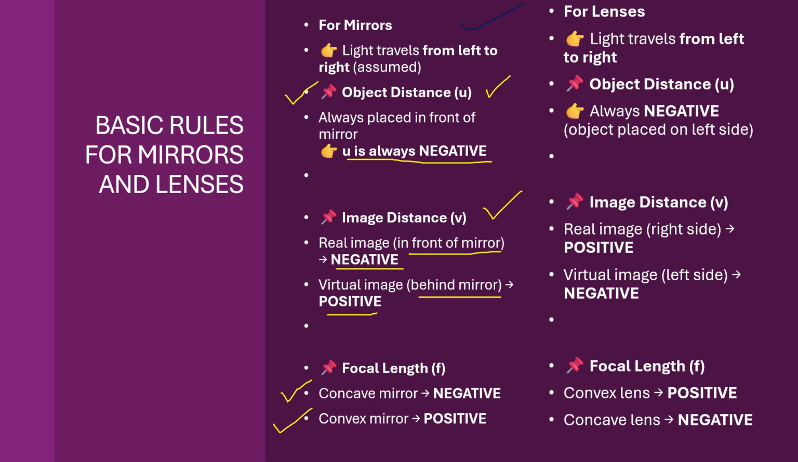Let's understand for lenses. Light travels from left to right. Object distance u is always negative, as the object is placed on the left side. For image distance v, a real image on the right side is positive. For a virtual image on the left side, it is negative. For focal length f, a convex lens is positive and a concave lens is negative. Pause the video and write this down in your notebook once or twice, and that will make complete sense to you.